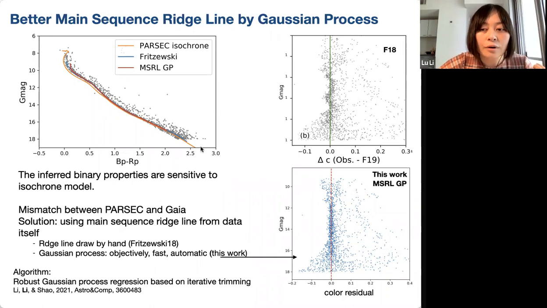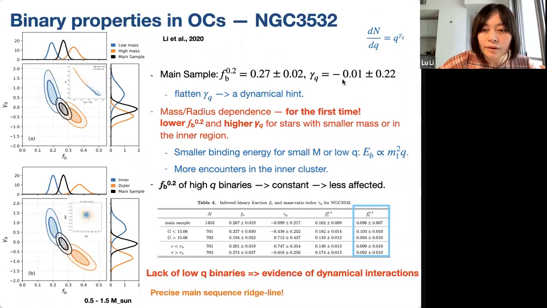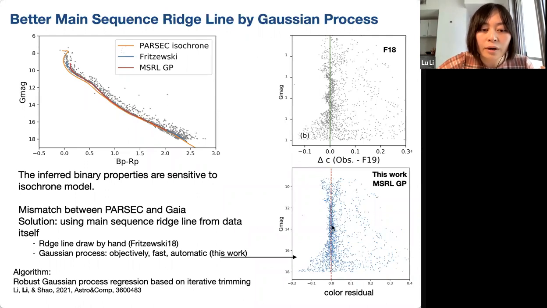So we propose a new algorithm based on a Gaussian process to measure the main sequence from the data itself, unlike people who draw it by hand. Our method is automatic, objective, and fast, and fits the data very well. The red one is the main sequence region we found. And this work is in an algorithm paper published in Astronomy and Computing.